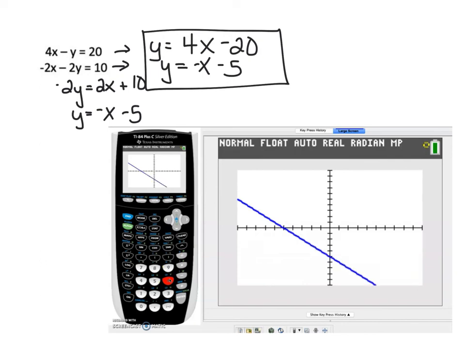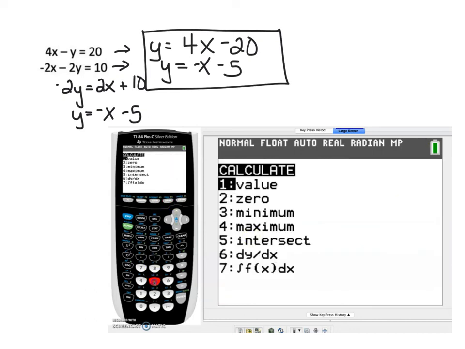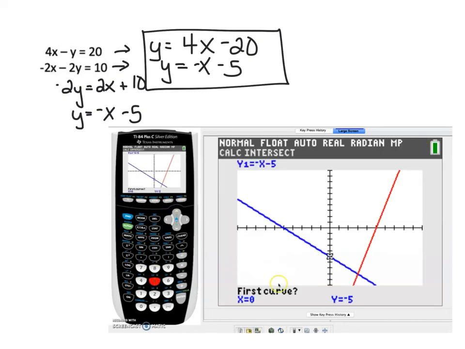Now, algebraically, we got that these should intersect at the point 3, -8, and it kind of looks like maybe they are, but there's an actual intersection tool to determine this. So if you hit second trace and select 5 for intersect, it's going to ask you your first curve. So what you do is you need to be to the left of where these two things cross, but to the left on your first, on mine, on my blue line. I know it says curve. Get as close as you can, but you're sure that it's not intersecting.